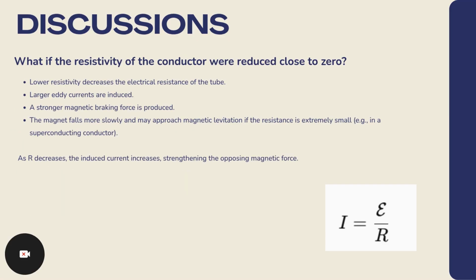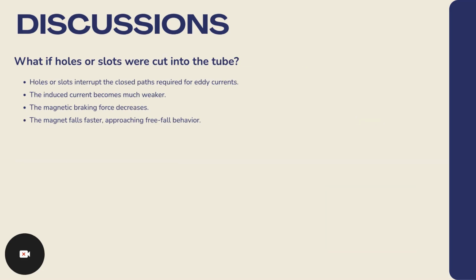What if the resistivity of the conductor were reduced close to zero? The electrical resistance would also decrease. According to Ohm's law, this would produce larger induced currents, resulting in a stronger magnetic braking force. As a result, the magnet would fall more slowly, and in the limit of a superconducting conductor, it could even approach magnetic levitation.